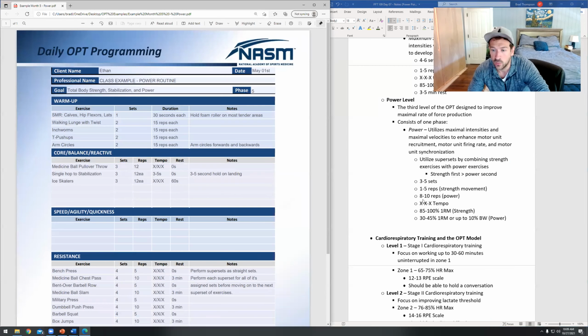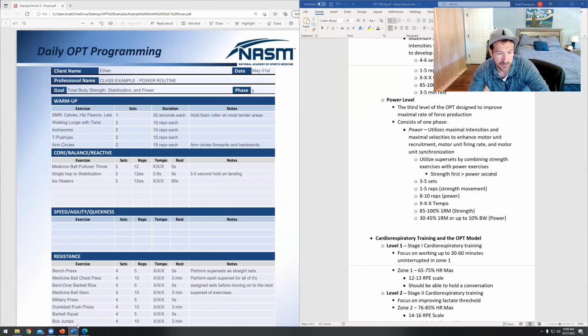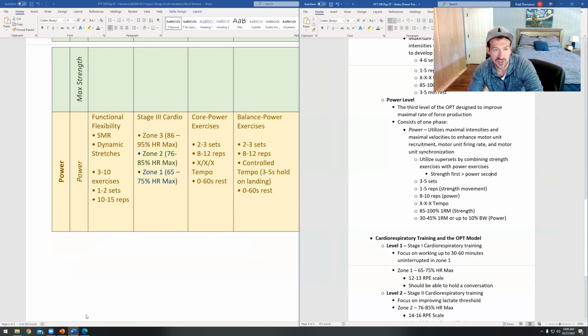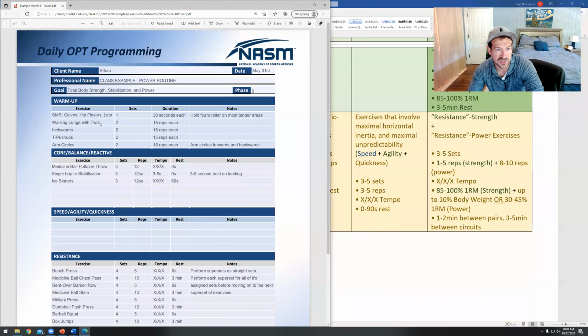So if we look at my example program here, you can see we are also going to do all of our movement prep stuff as well. We scroll down here. We're going to go with functional flexibility. That's now dynamic stretches. So you can see, right, SMRs, calves, hip flexors, lats, that's the same. But then walking lunge with a twist, that's a good one for the hip flexors. Inchworms, that's a good one for the calves and the lats. T push-ups, that's a really good one for the lats. And then arm circles also for the lats.